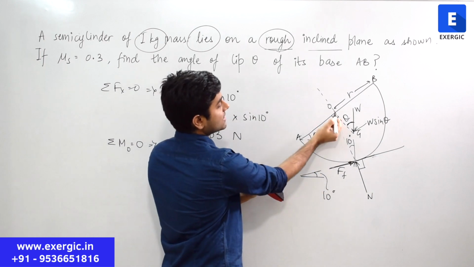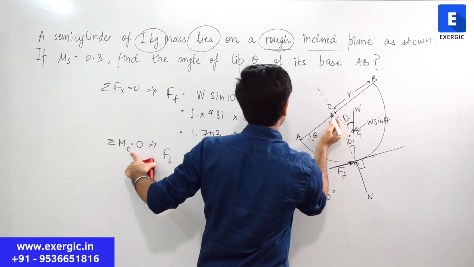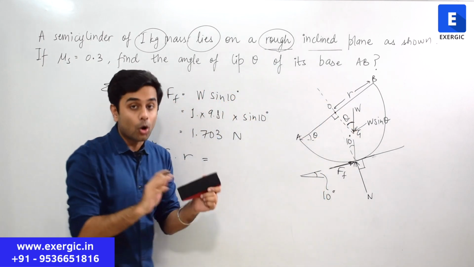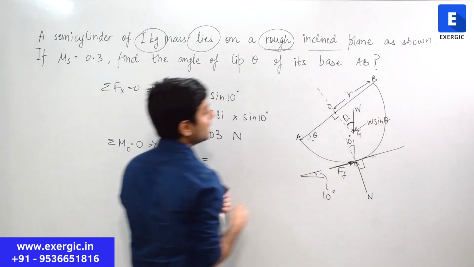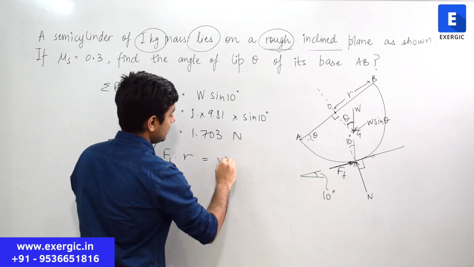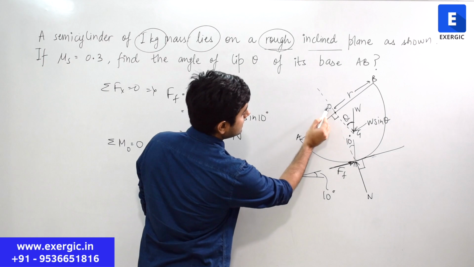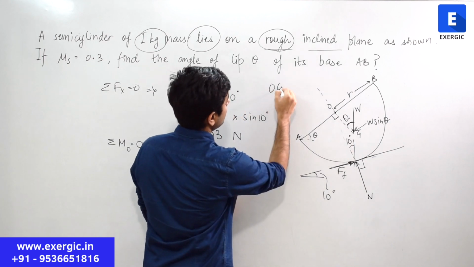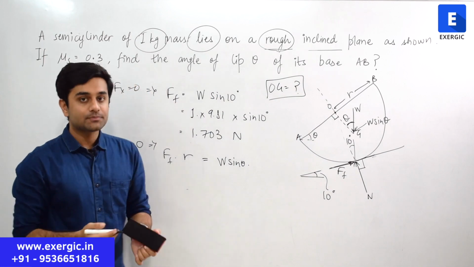W cos theta is passing from the center only, from O only. About O we are taking the moment, so the W cos theta component will become 0. Only the W sin theta component will exist. And this is trying to rotate clockwise. So W sin theta multiplied by this distance, OG. How much is OG?